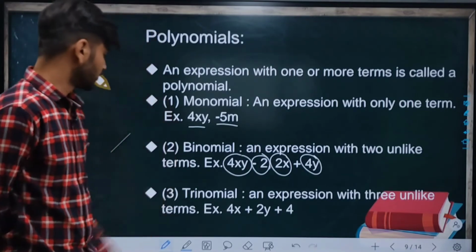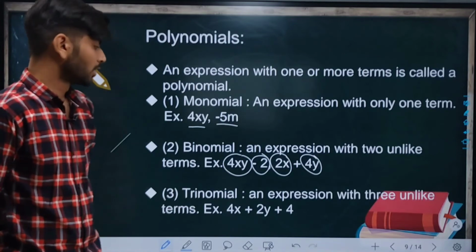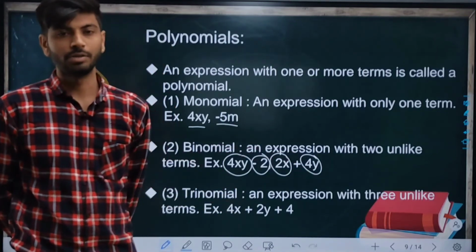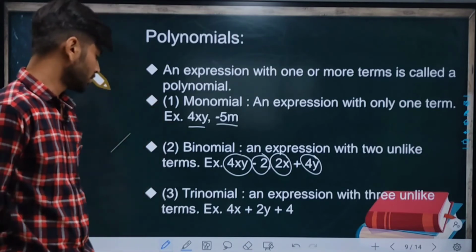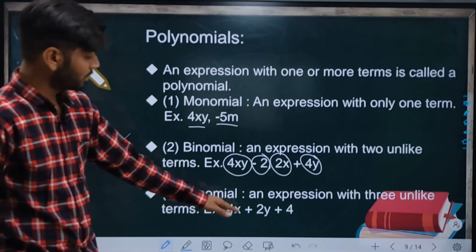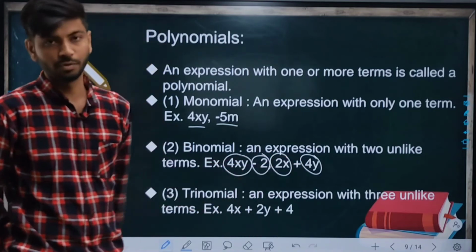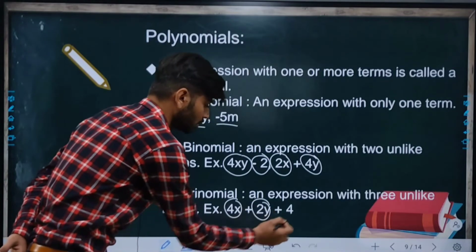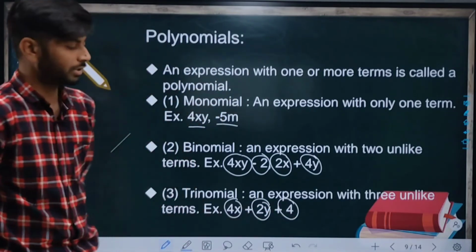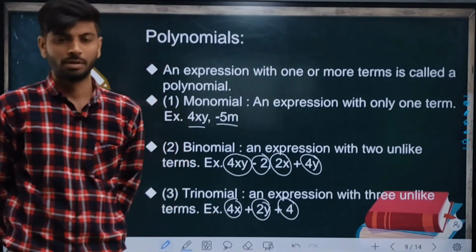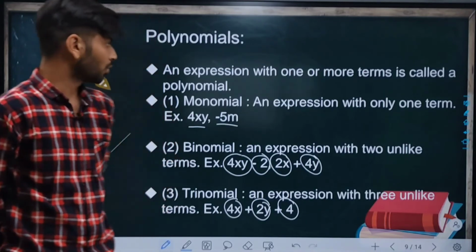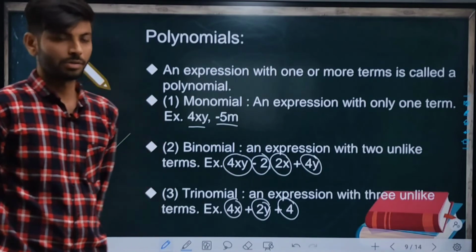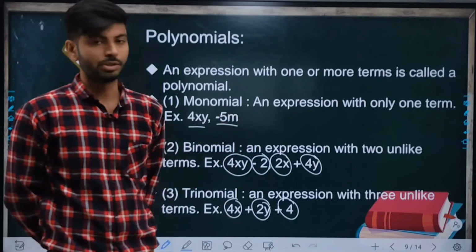The third thing, trinomial. A trinomial is an expression with three unlike terms. For example, you can see 4x plus 2y plus 4. The three terms are 4x, 2y and 4. There are three terms, so you can see it is a trinomial. Now you can understand what is a monomial, binomial and trinomial, and you can find out the type of the expression.